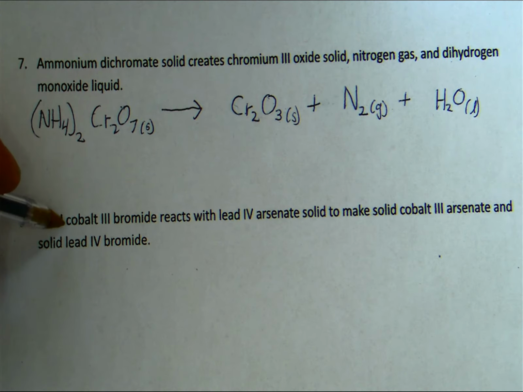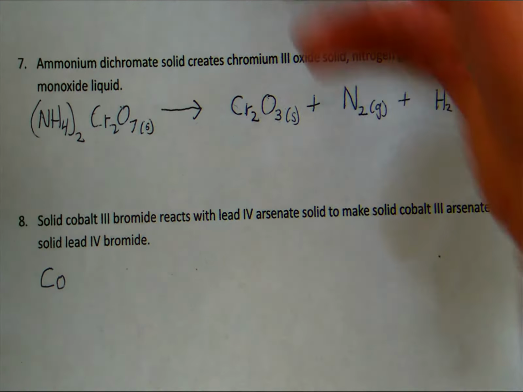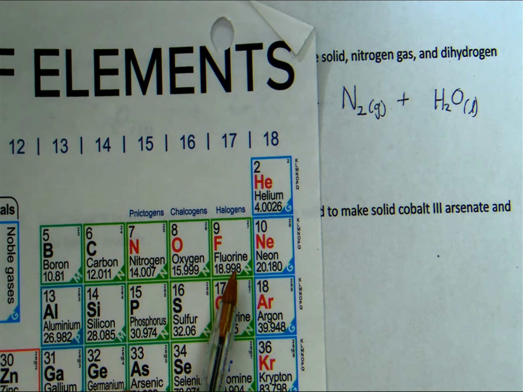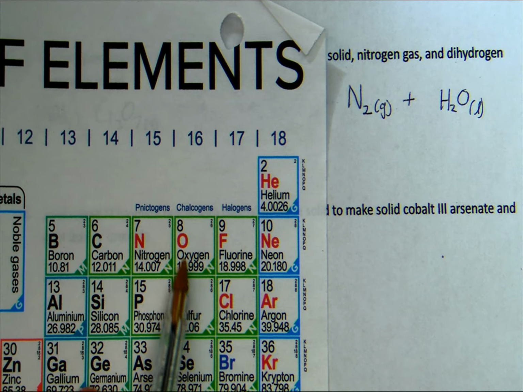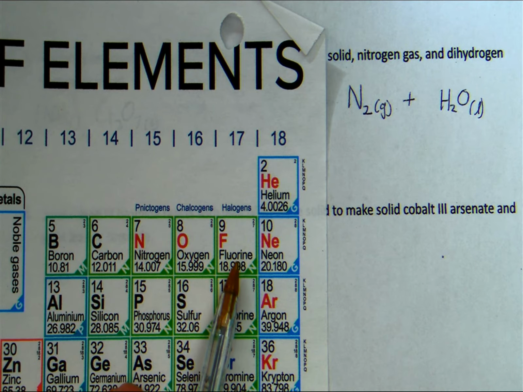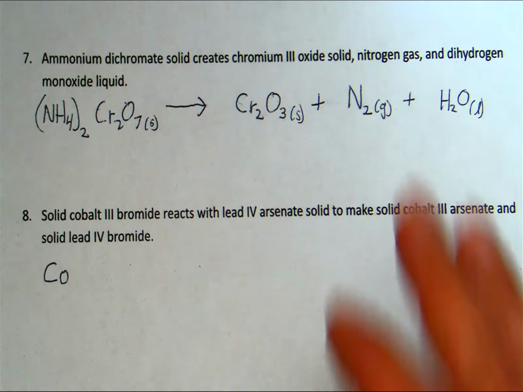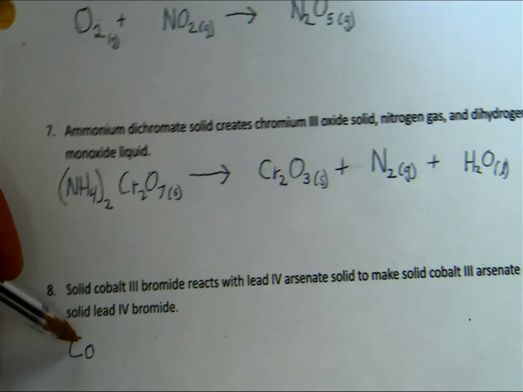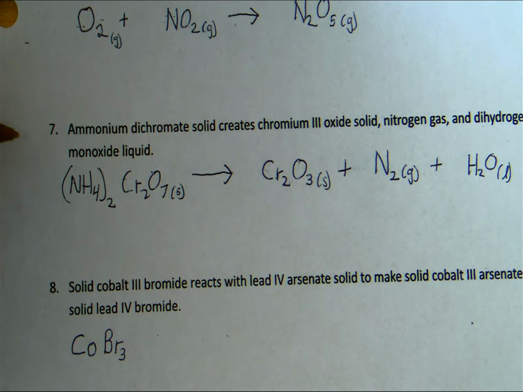lead-4 bromide. So cobalt, Roman numeral 3, is a 3 plus charge. Bromine, being the halogen that it is, by the way, I may have accidentally said that oxygen was a halogen. That would be a mistake. Oxygen is a chalcogen, and the halogens are the halogens. So my bad. Bromine is a halogen. It's always going to be a 1 minus charge. Cobalt is a 3 plus charge. So I'm going to need 3 bromines for every cobalt to make them neutral.